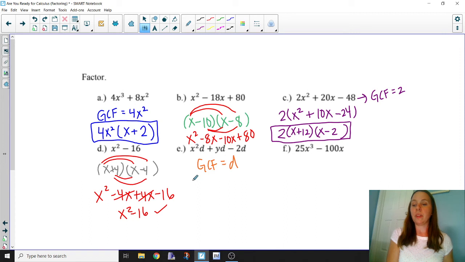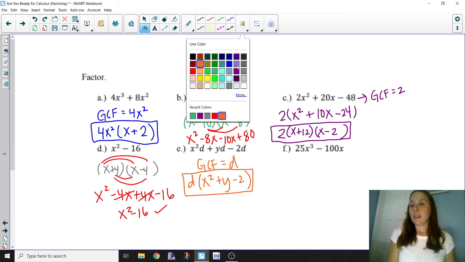And we're going to divide that out of everything like this. And that's the only thing that we can do here, right? This is not your typical trinomial. We don't have an x in the middle. We have a y. So that is it. That is the answer to the factored form of the expression that you see in part E.